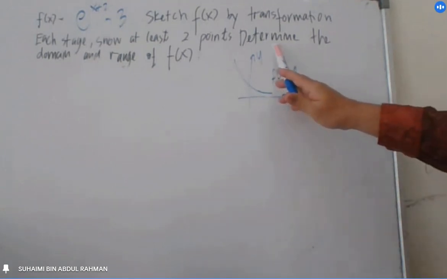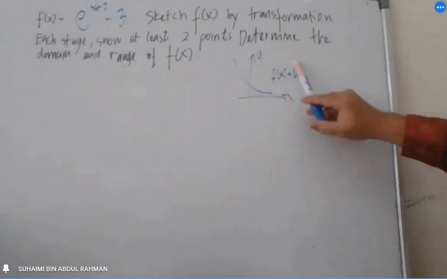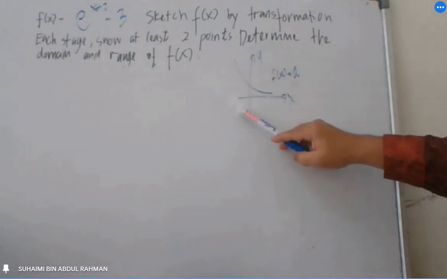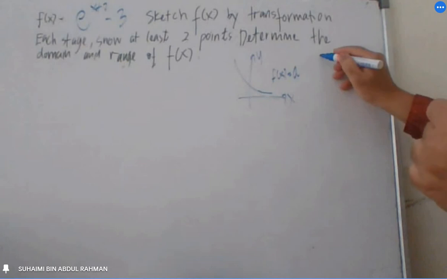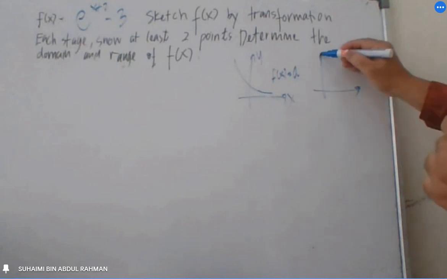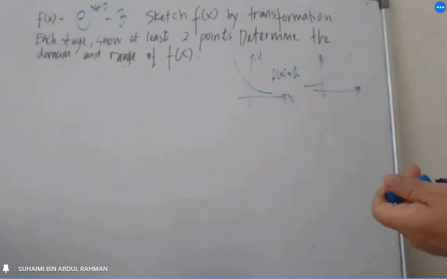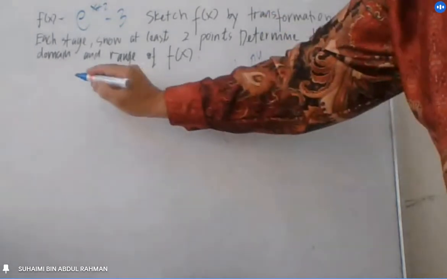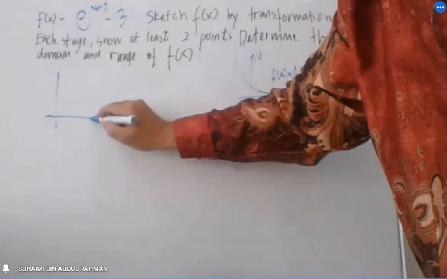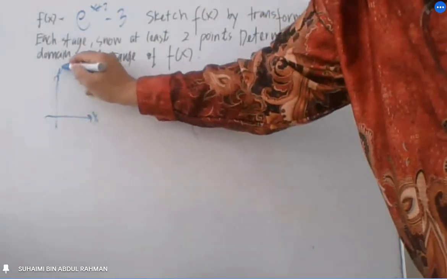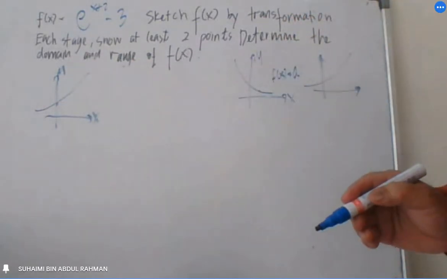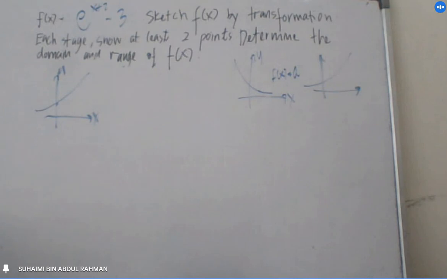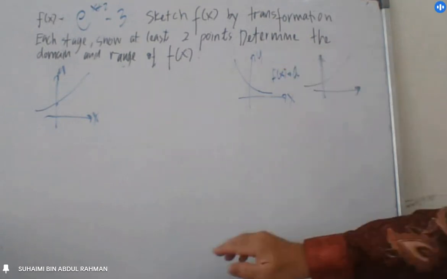Right. Which function do we start with? The positive graph, sir. You mean this one? Yes, we start with the positive graph. Why do we start with this graph instead of this graph?